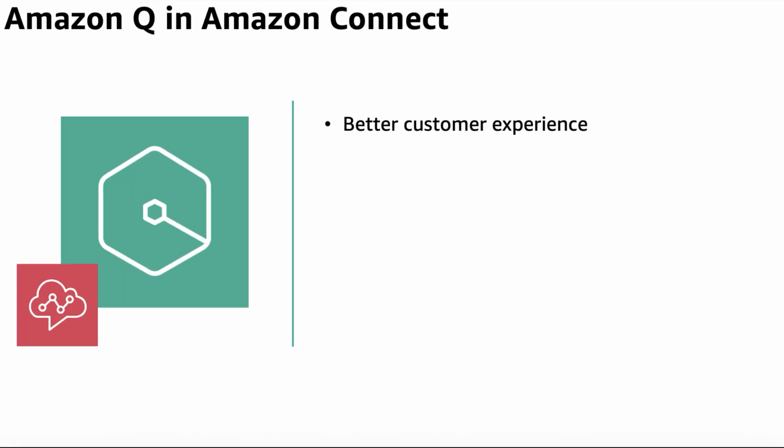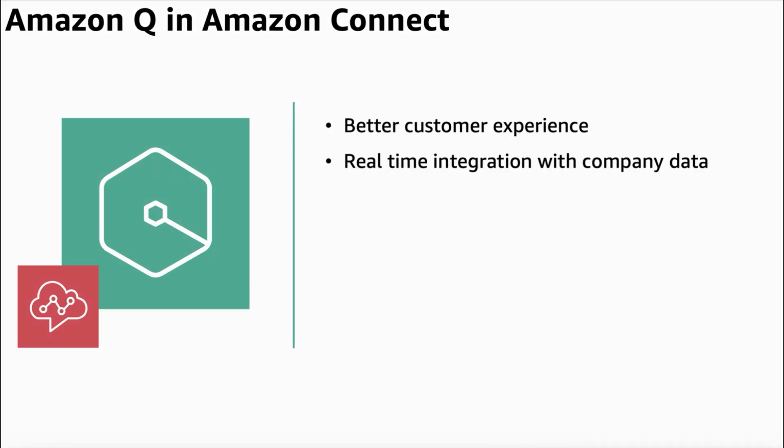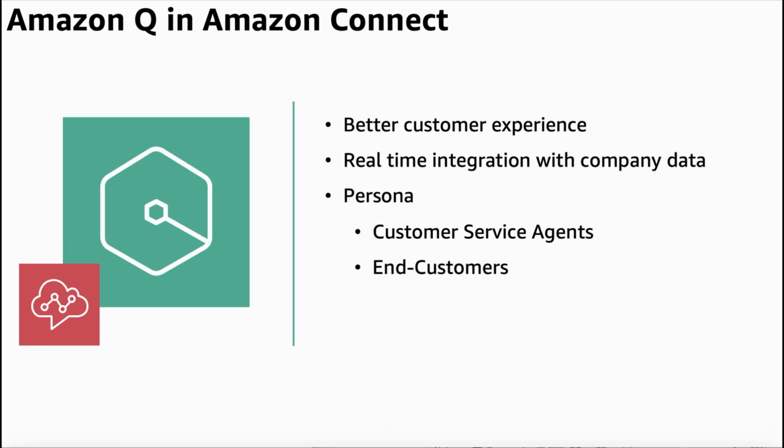Let's learn about Amazon Q in Connect, which helps your customer service agents provide better customer service. Amazon Q in Connect uses real-time conversations with the customer along with relevant company content to automatically recommend what to say or what actions an agent should take to better assist customers. So the target persona for Amazon Q in Connect includes customer service agents and end customers.